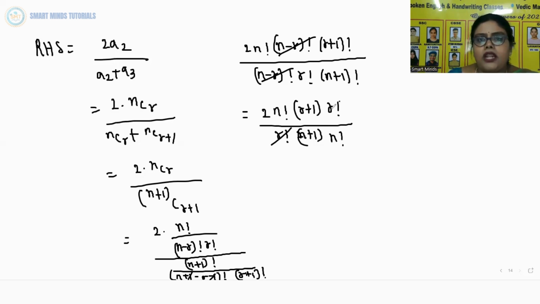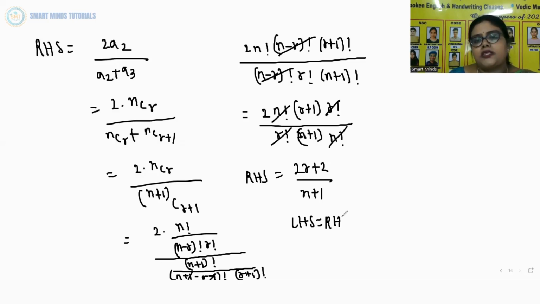So r factorial and n factorial cancel. Multiply 2 inside, 2r plus 2 by n plus 1. So this is same as LHS. This is the value of RHS. So LHS is equal to RHS. Hence proved.